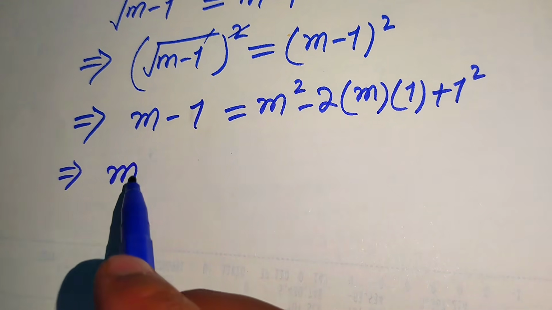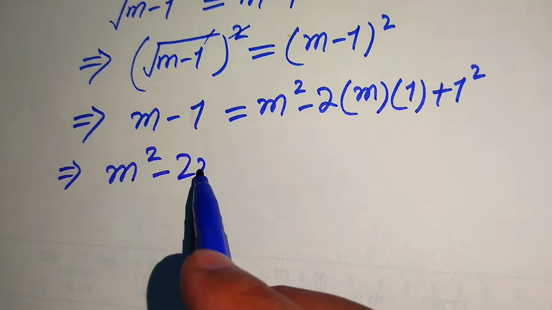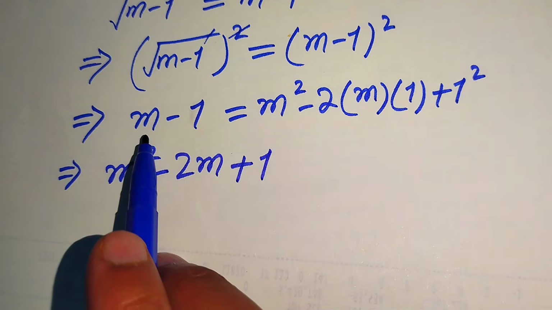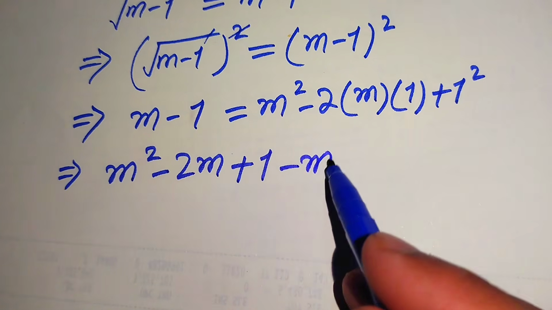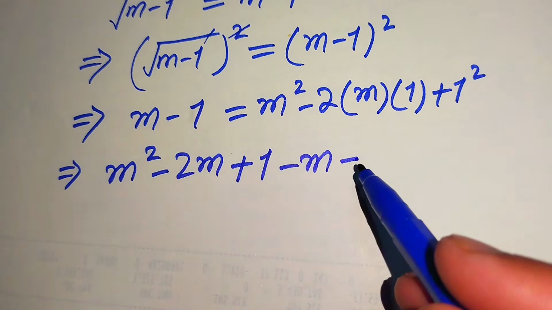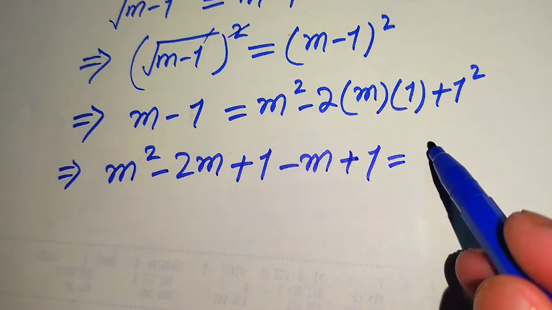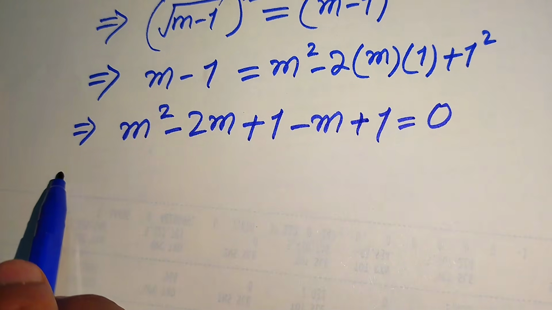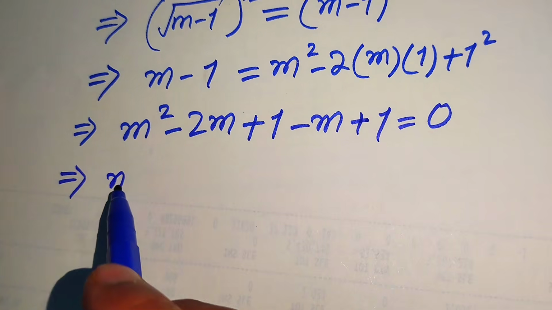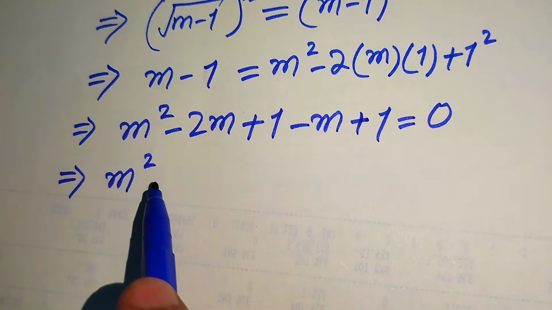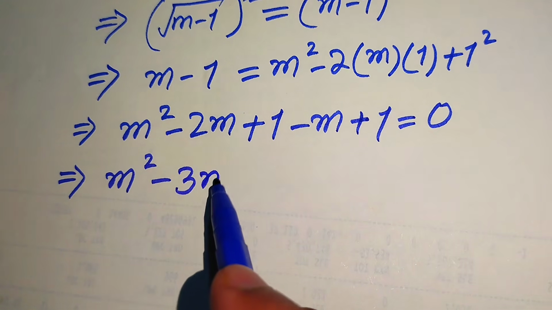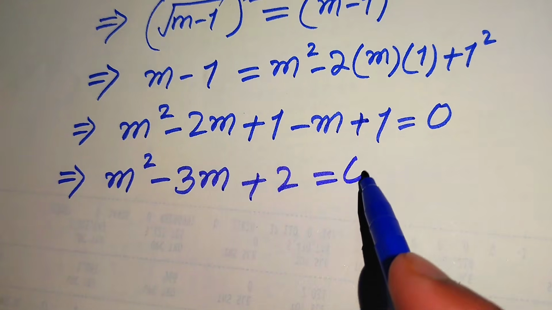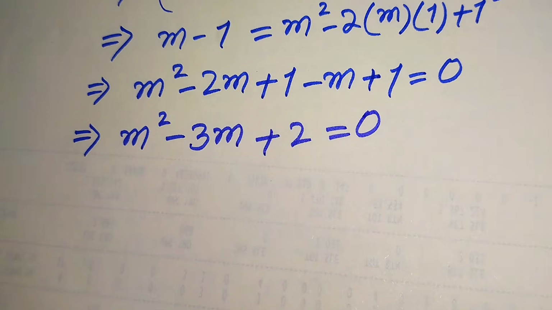And further, we move the terms from the left hand side to the right hand side, so that we write it as m square minus 2 times m plus 1 square equals 1. Here we move plus m to the right hand side, it becomes minus m. This is minus 1, when we move it to the right hand side, it becomes plus 1, and this whole equation equals 0. And now in the next step we have m square minus 2m minus m becomes minus 3m, 1 plus 1 becomes 2, and this whole equation equals 0.